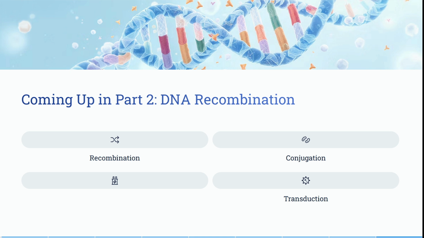In part 2, we'll continue by exploring how DNA gets reshuffled and exchanged through processes like recombination, conjugation, transformation, and transduction. This is where things get really exciting, because it's how life evolves and how we've learned to engineer it in the lab.